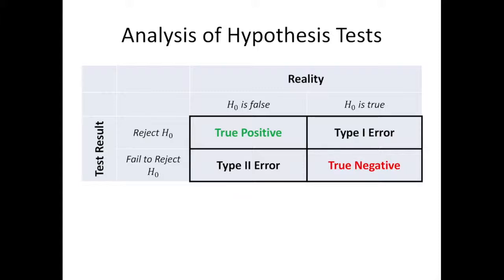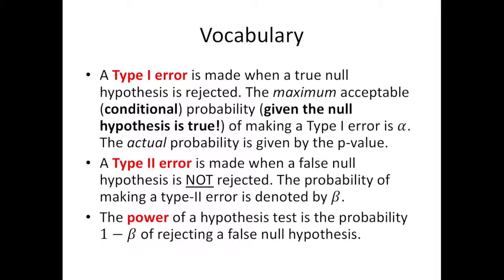That's denoted by alpha. And then the other error is a type 2 error. That's when we fail to reject a false null hypothesis. That's usually denoted by beta. So the vocabulary here, a type 1 error is made when a true null is rejected. The maximum accepted conditional probability, given the null hypothesis is true, of making a type 1 error is alpha. Now, the p-value tells us the actual probability of making a type 1 error. So if we're using the p-value approach for determining whether we reject or fail to reject a null hypothesis, we know more about the likelihood that we've made a type 1 error.